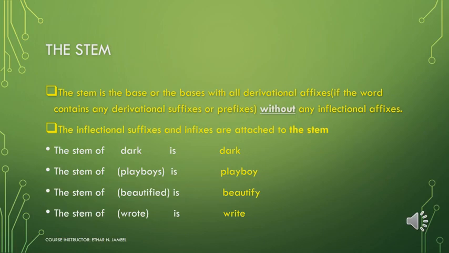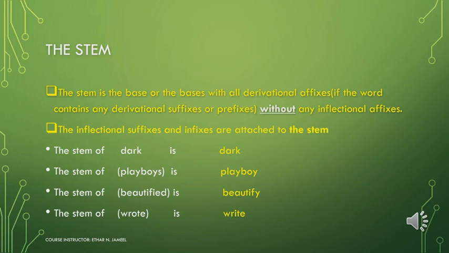Ed past, maybe. So we have a base plus a derivational affix, which is a suffix in fact, and an inflectional suffix. So where is the stem in this word? As we've said, the stem consists of the base plus derivational affixes without inflectional affixes. So all we have to do is remove the inflectional suffix from the word to have the stem. So the stem of beautified is beautify.